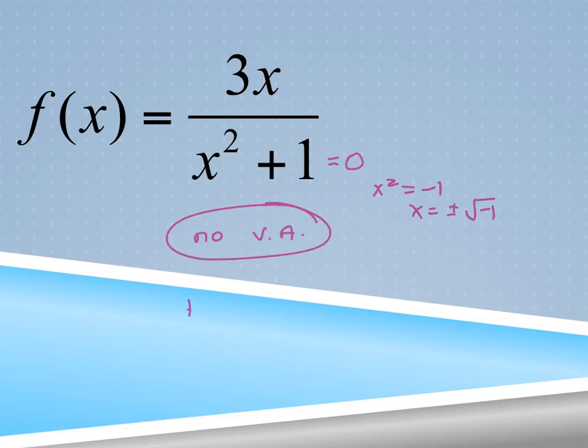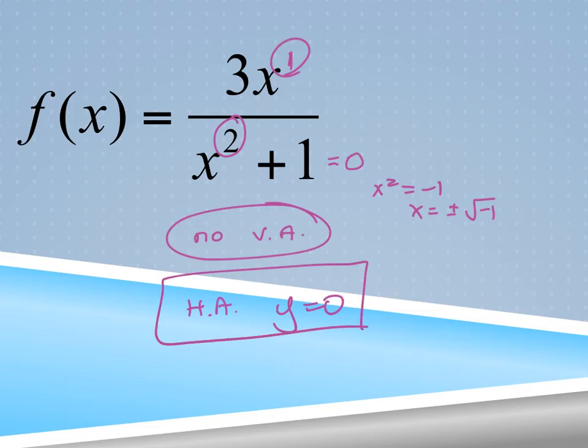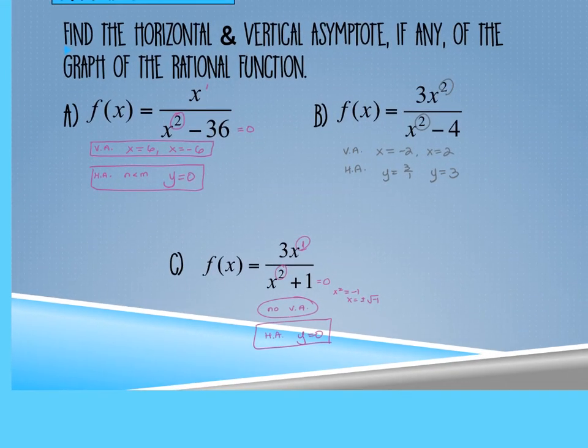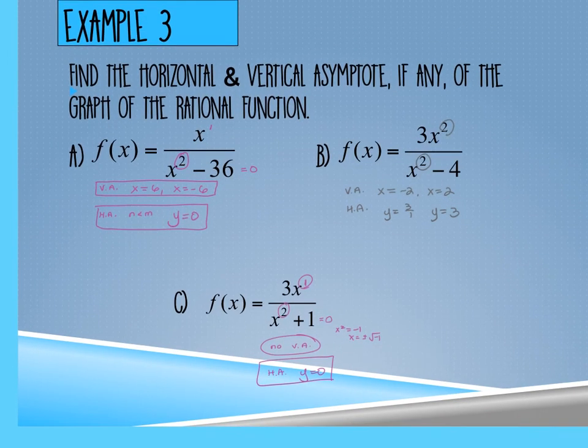And horizontal asymptote? Highest exponent at the top is 1. Highest exponent at the bottom is 2. What's that case? If it's less in the top than it is in the bottom, it's 0. If it's bigger in the top than it is in the bottom, that's when it's none. Questions so far?